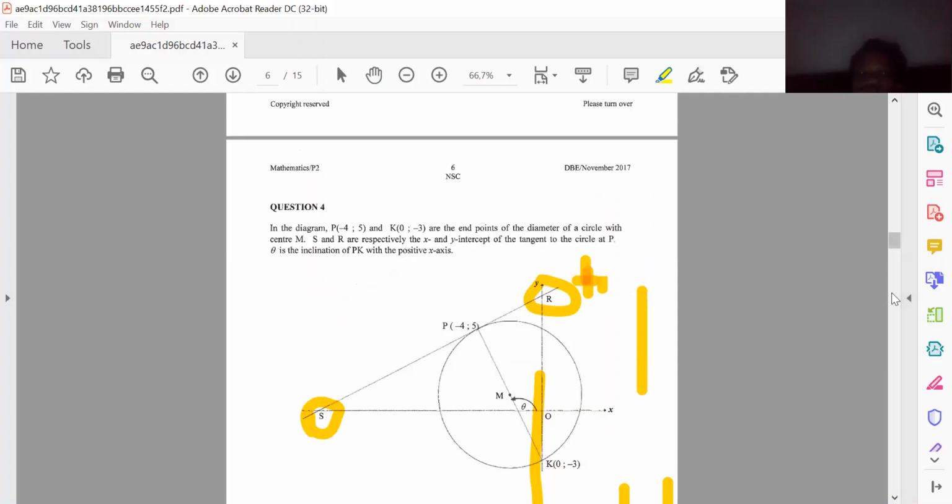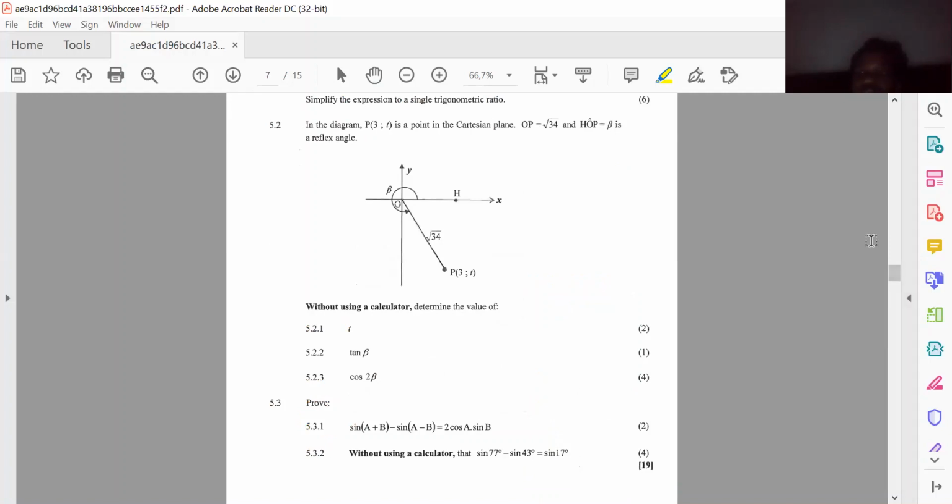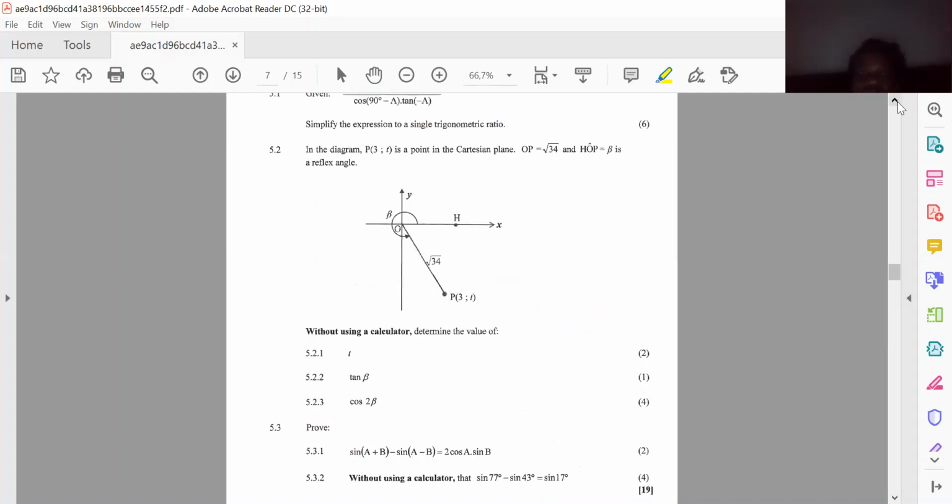Okay, let's see. What other question is related to analytical geometry? Let's check from my book because I'm really struggling. Sorry, guys. Now I can't see what's happening.